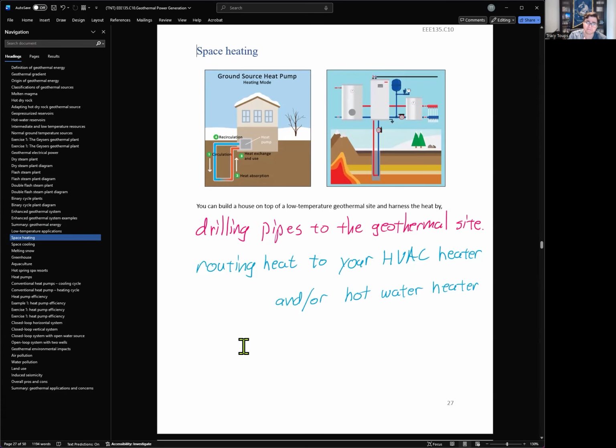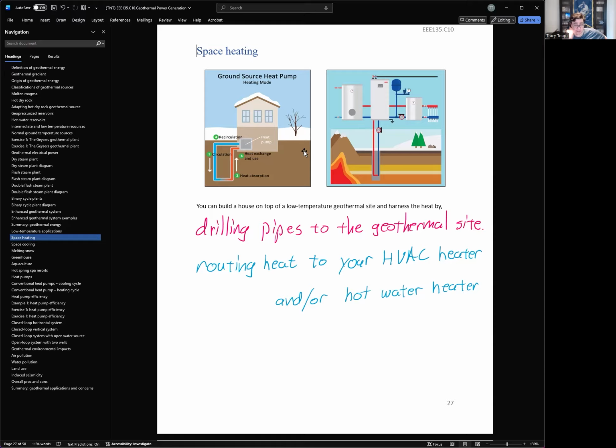So first thing, space heating. So basically, you build a house on top of a low temperature geothermal site, and you harness the heat. During construction of the house, you would drill down into, I don't know, 50 feet underground, let's say, maybe 20 meters or so, maybe a little more. And then you can put some piping in there, and it'll be warmer underground than it is in your house whenever it's wintertime, and you could pump the heat into your house, right?